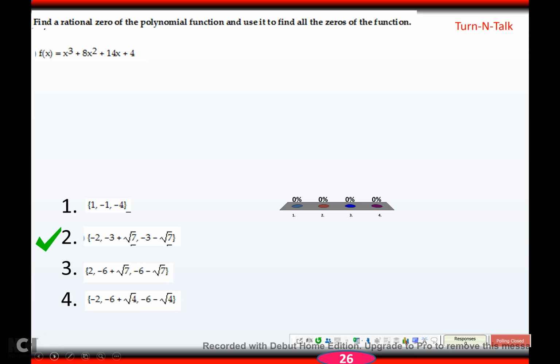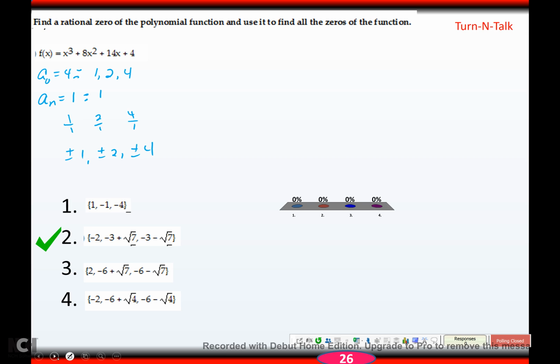And hopefully you got number 2. Alright, my a sub naught is 4. Factors of 4: 1, 2, and 4. My a sub n is 1. Factors of 1 are 1. So 1 over 1, 2 over 1, 4 over 1. So plus or minus 1, plus or minus 2, plus or minus 4.